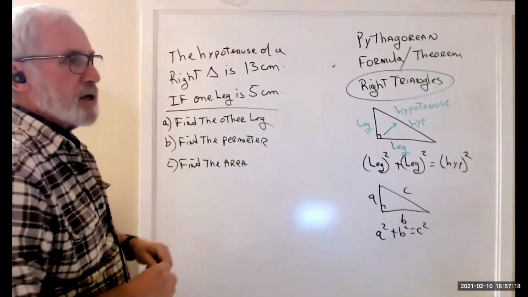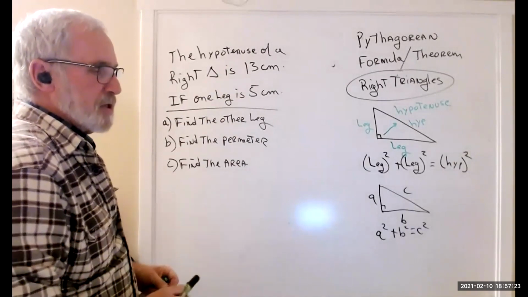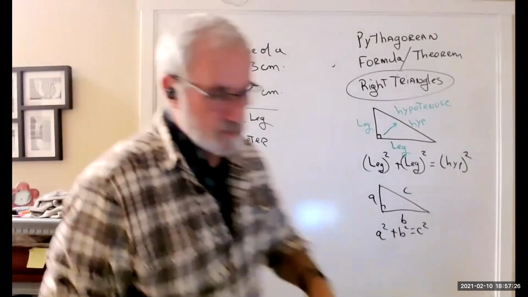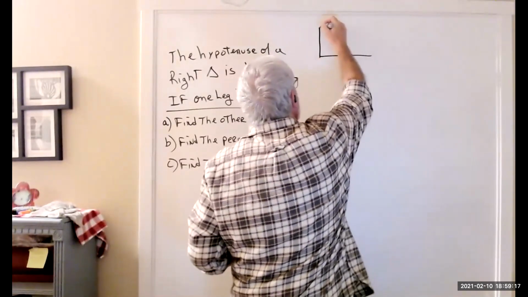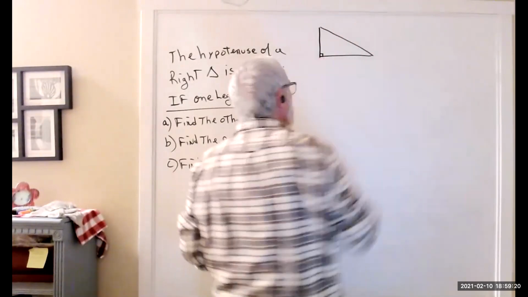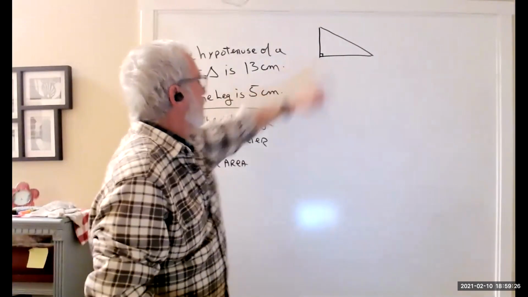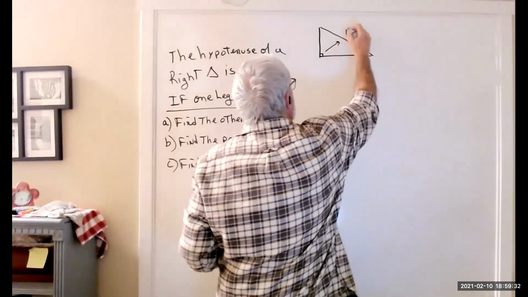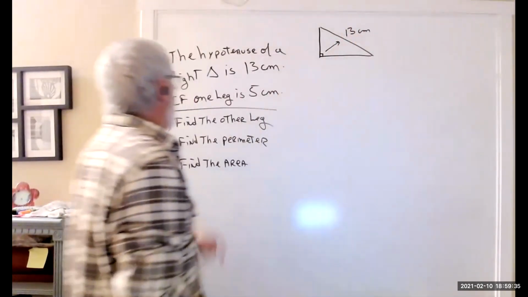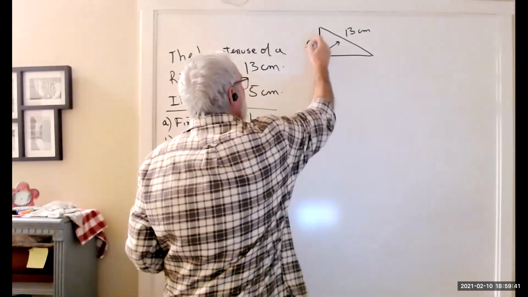All right, I'm going to pause this because several of you know the Pythagorean formula ahead of time. So I'm going to pause and give you about a minute to work on this. All right, so let's draw a picture of this first. So we have a right triangle, and your drawing does not have to be perfect or anything like that. It's just a right triangle, so it's got a right angle. It says the hypotenuse, which is opposite the right angle, is 13 centimeters. One of the legs, and it doesn't matter which one, is 5 centimeters. So I'll put the 5 here.